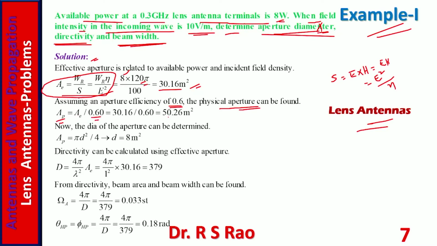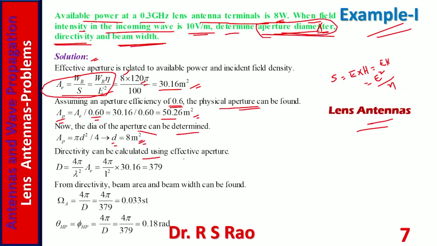It gives physical aperture as 50.26 square meters area. Now the diameter of the aperture can be found within no time. Physical area is equal to pi d square by 4, d is diameter. It gives diameter as 8 meters. So aperture diameter is 8 meters.